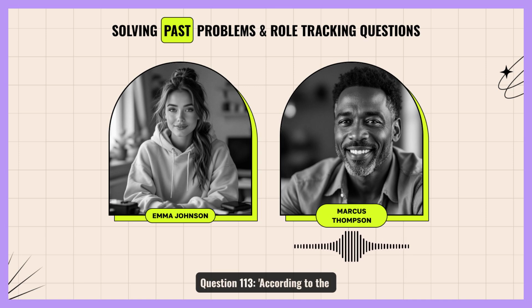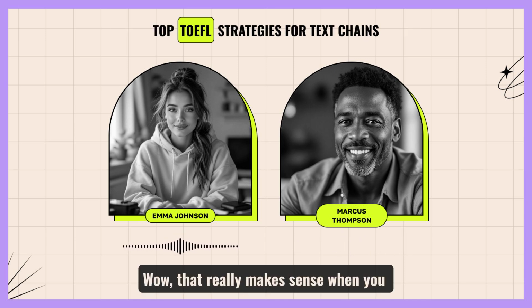Now, question 113. According to the messages, who will prepare the technical demo? This is a classic tracking question designed to see if you can follow roles across multiple messages. Alex coordinates, so that's not it. Sophia assigns, but she's not doing the demo herself. Daniel tests the projector, different job. So that leaves Michael, who volunteered, and then Sophia confirmed his role. It's D, Michael. See how they try to confuse you with different roles for each person? Wow, that really makes sense when you break it down like that.